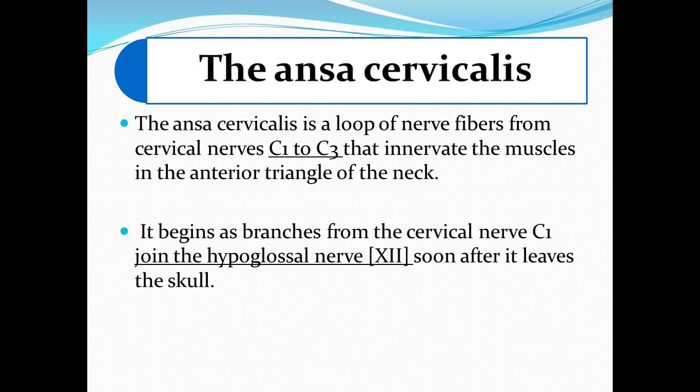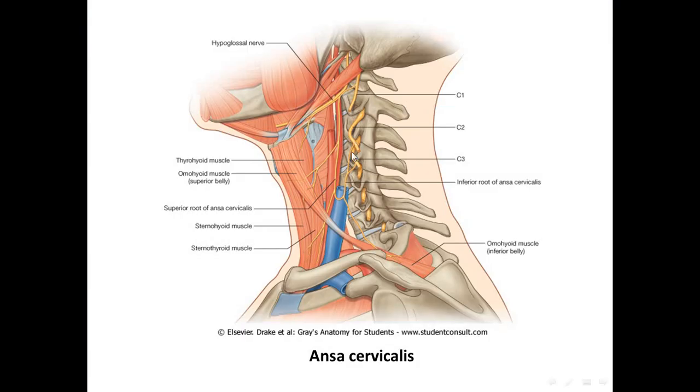The ansa cervicalis is a loop of nerve fibers from cervical nerves C1 to C3. They innervate the muscles in the anterior triangle. So it begins as branches from C1, and then it joins the hypoglossal nerve soon after it leaves the skull. This is the ansa cervicalis loop. As we see, it's branching from C1, C2, and C3. And the branch that is coming from C1 is then joining the hypoglossal nerve after it comes out from the skull base.